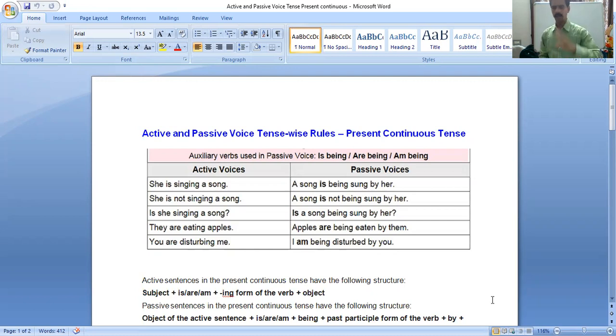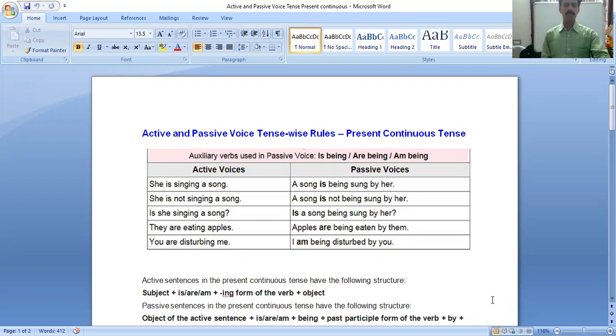A song is the object, so we start the sentence with a song. A song is being sung by her. Let us go to the negative sentence. She is not singing a song. A song is not being sung by her. Question: Is she singing a song? Is a song being sung by her? They are eating apples. Apples are being eaten by them. You are disturbing me. I am being disturbed by you.